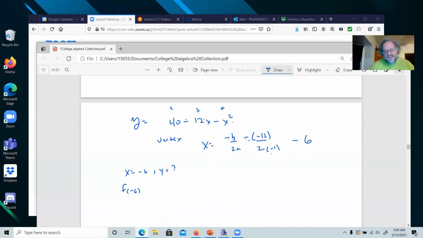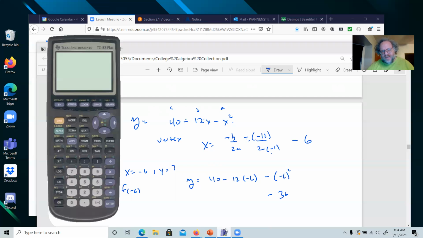Okay, so let's see here. We have y is equal to 40 minus 12 times, what was x? Minus, and then negative 6 squared. And again, I don't care what your calculator says. Negative 6 squared is positive 36.